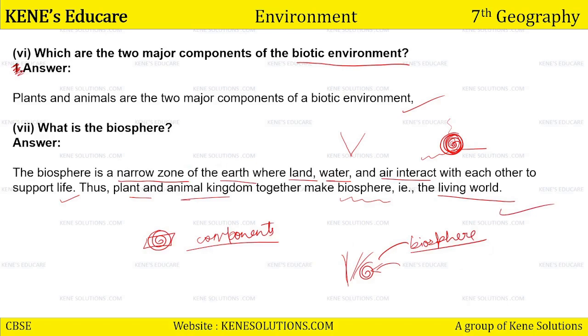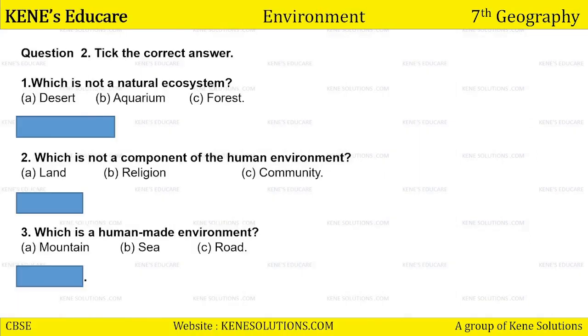Alright, so question number 1 with 7 parts are done. Moving on to question number 2. Pick the correct answer. So I will ask you a question. I will give you 3 options also, and you have to choose the correct answer.